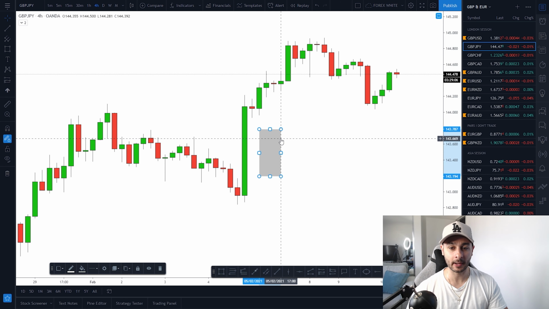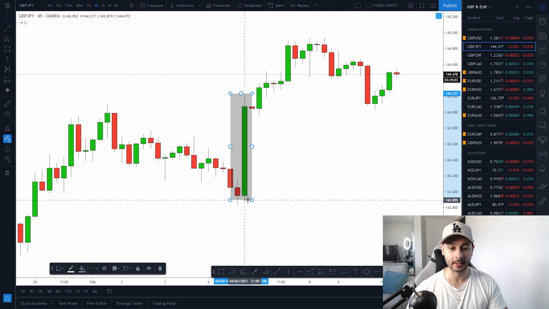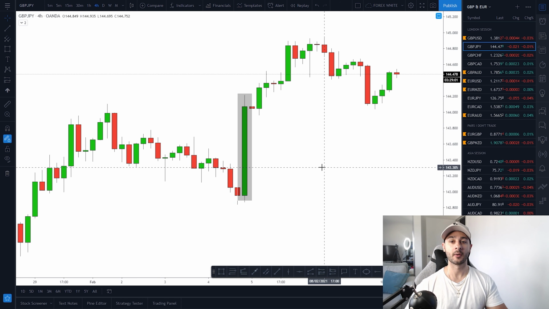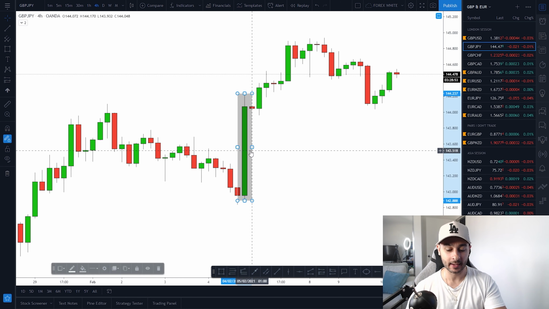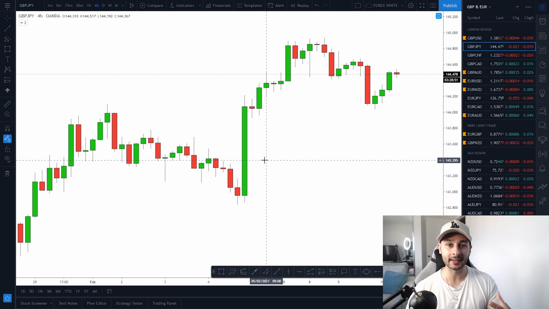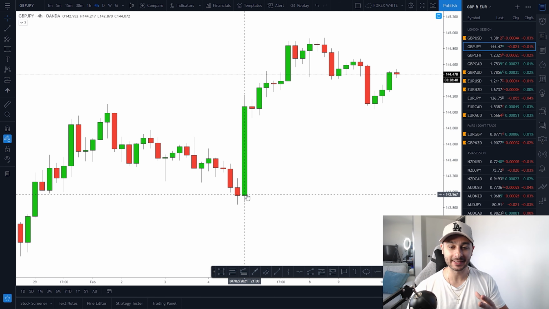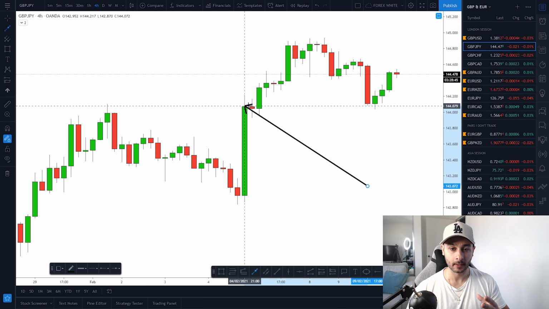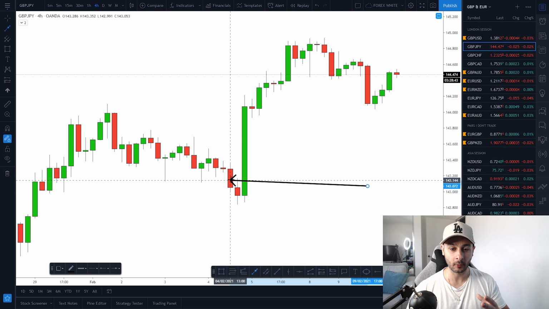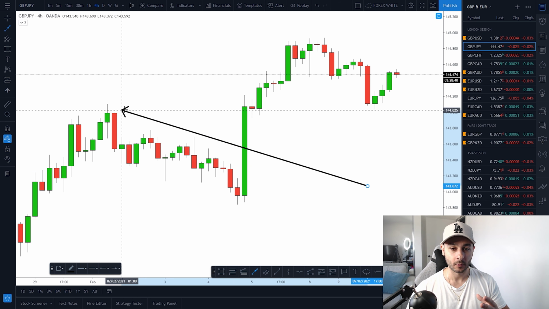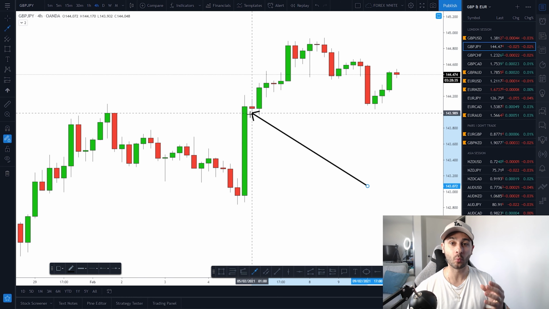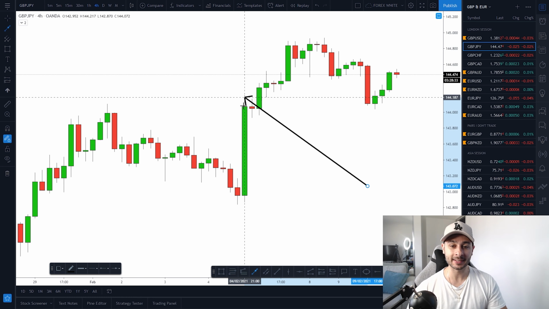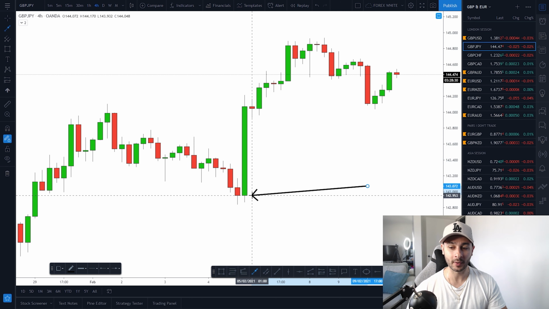This bar over here, this big green bullish buying pressure in the market, tells me that this level down here is significant. A lot of buyers were interested. As you can see, this one bar took out pretty much 2 days, almost 3 days worth of trading in one 4-hour bar. So this level was significant.